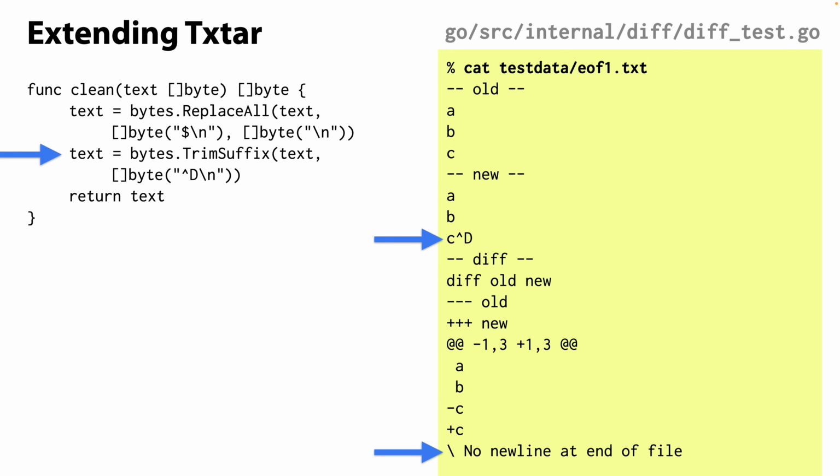Also, txtar insists that every line in a file ends in a newline character, but we want to test diff's behavior on files that don't end in a newline. So the test allows a literal ^D at the end. Clean removes both the ^D and the newline that follows it. In this case, the new file ends up without a final newline, which the diff correctly reports. So even though txtar is incredibly simple, you can layer your own format adjustments on top easily. Of course, it is important to document these so that the people who work on the test next understand them.